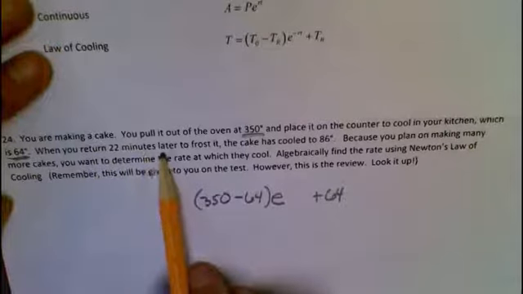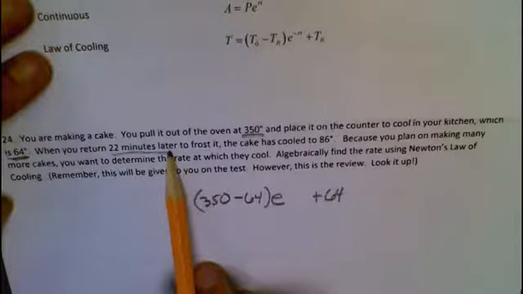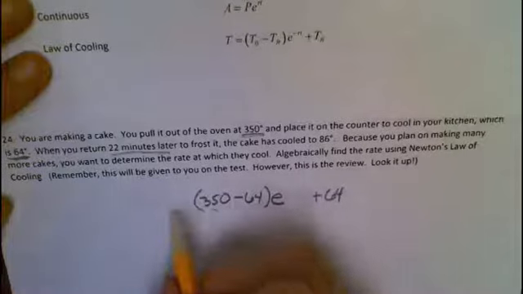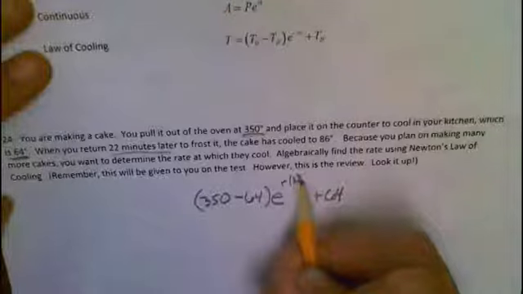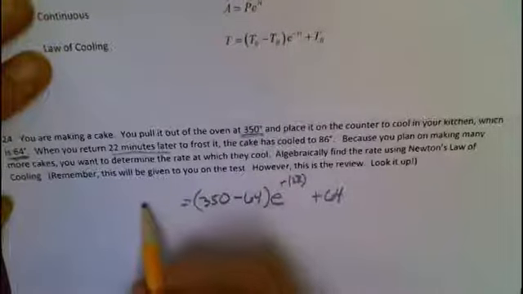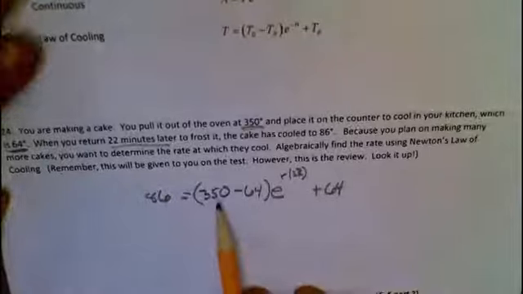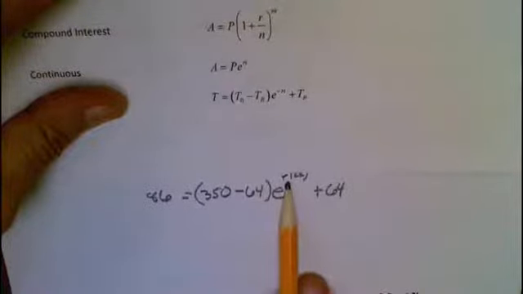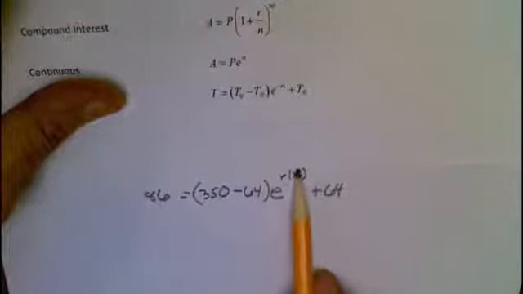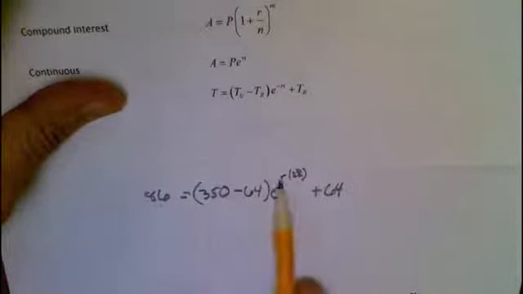When you return 22 minutes later, so when the time is 22, it has cooled to 86. So when I have a time of 22, I have a temperature of 86. So initial temperature, if you look at your formula, initial temperature was 350, 64 was the temperature of the room. I don't know R, but I know the time was 22 minutes. At 22 minutes, the temperature of the object was 86. So this time goes with whatever that temperature is. So after 22 minutes, I was at 86 degrees.